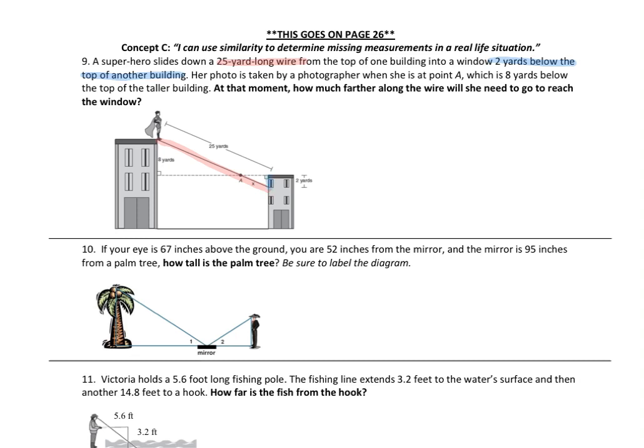Her photo is taken by a photographer when she's at point A, which is 8 yards below the top of the taller building. We want to know how far she'll have to go to reach the window. So we're looking for that length right there. So this is 2 triangles. I'm going to draw them separately. So starting with my big triangle.